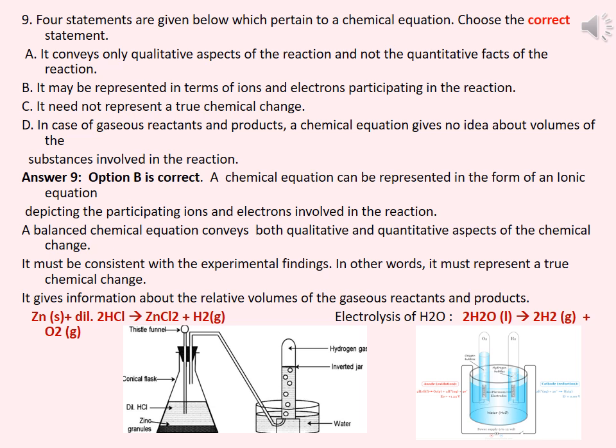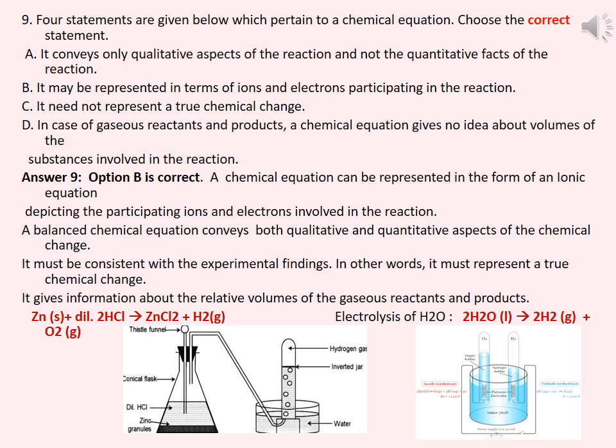D. In case of gaseous reactants and products, a chemical equation gives no idea about the volumes of substances involved. That is also incorrect. In case of gaseous reactants and products, from the number of moles of participating reactants and products, the same can be given in terms of volumes of gaseous reactants and products. So, among these four statements, statement B is the correct one.